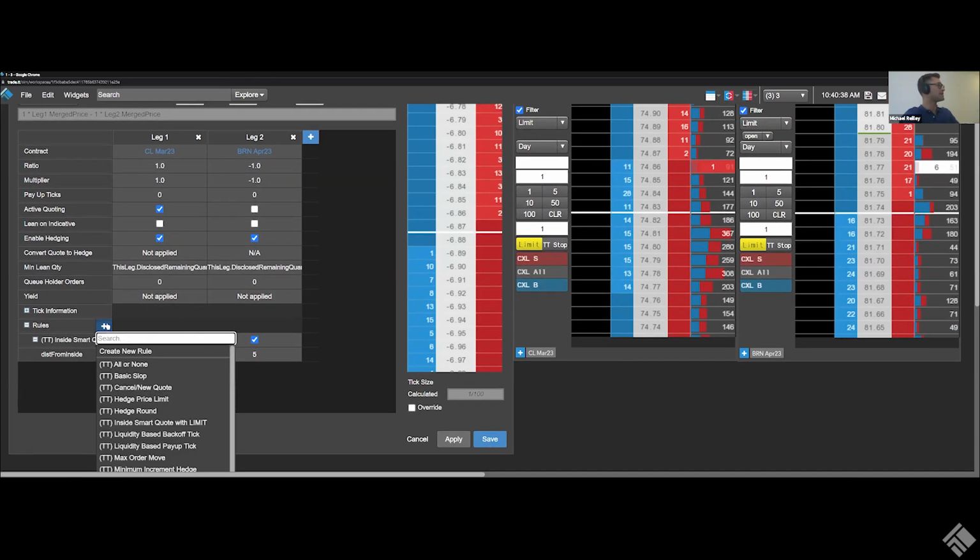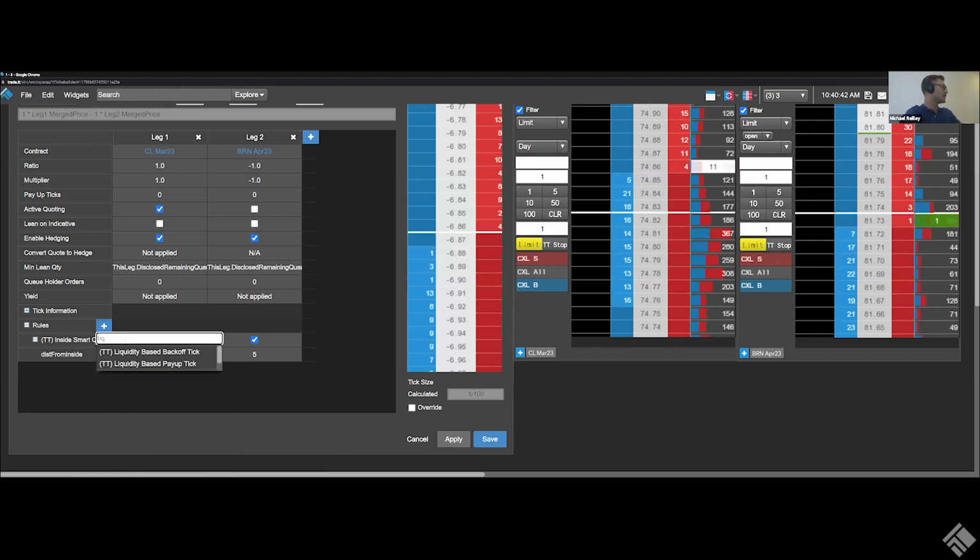As we continue to add these, we simply can hit the plus again. We can do liquidity based backup.